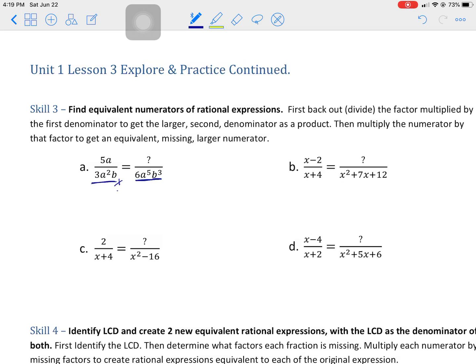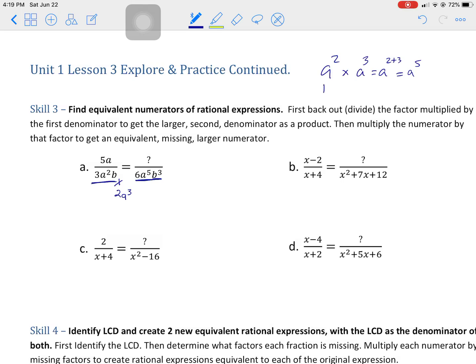6 divided by 3 is 2, right? 2 times 3 is 6. That's what the 3 got multiplied by to make a 6, all right? Now it went from a to the second power to a to the fifth power, which means you must have multiplied it by what? 3 a's. Because remember, when you're multiplying bases that are the same, a to the second times a to the third is the same as a to the 2 plus 3, or a to the 5, okay? So that means we multiply by a raised to the third power.